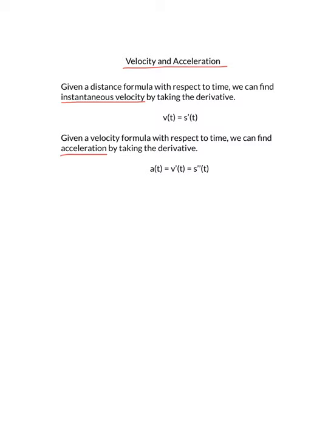So the first thing that you're going to notice is that we can find the instantaneous velocity, v of t, by finding the derivative of that distance formula. Now this goes on to further say that if we have our velocity formula, which remember was just the derivative of our distance formula, we can find the acceleration by taking the derivative. So acceleration is equal to the derivative of velocity, which was already the derivative of our distance. So acceleration is really just equal to the second derivative of our distance formula. So we would just take the derivative twice.